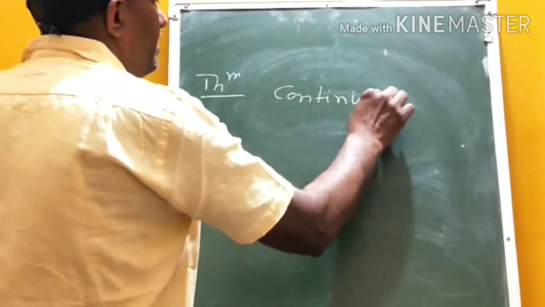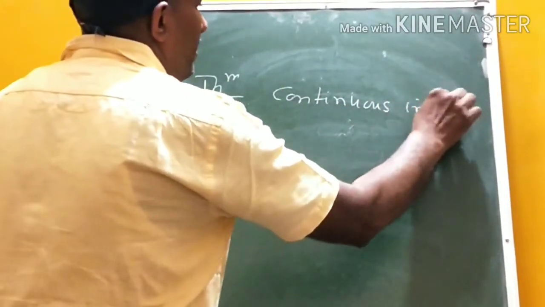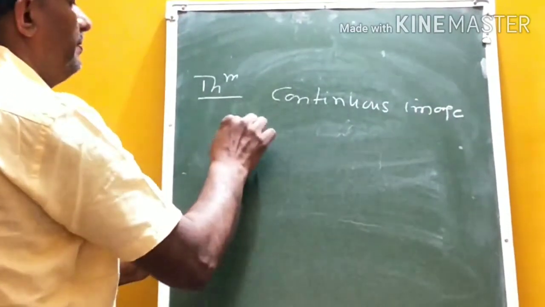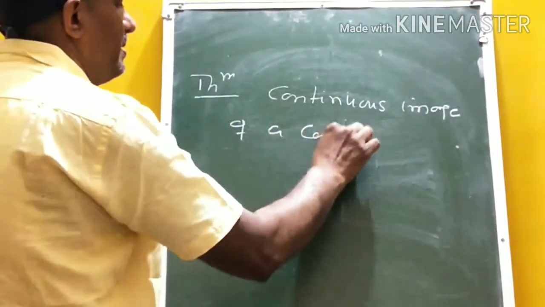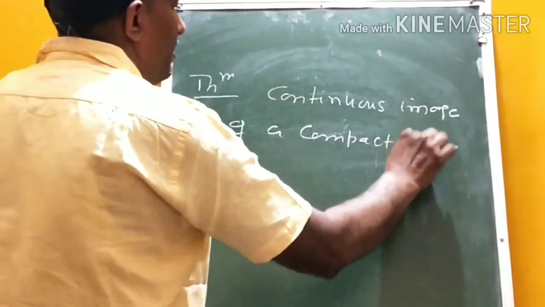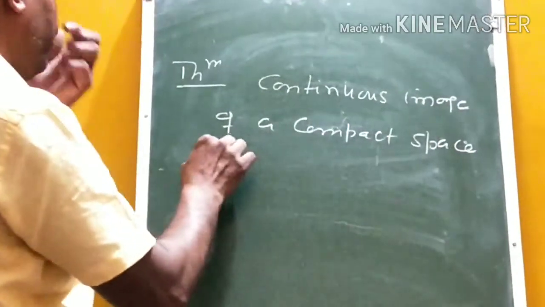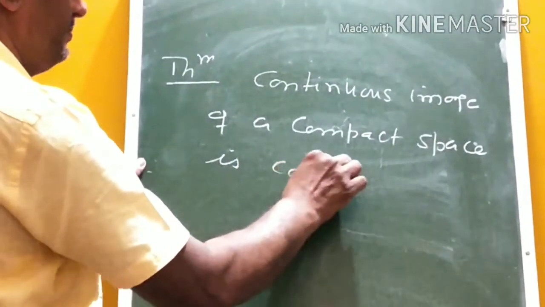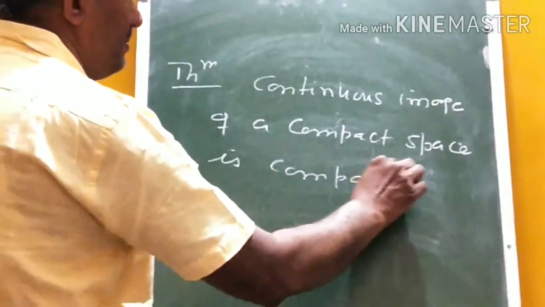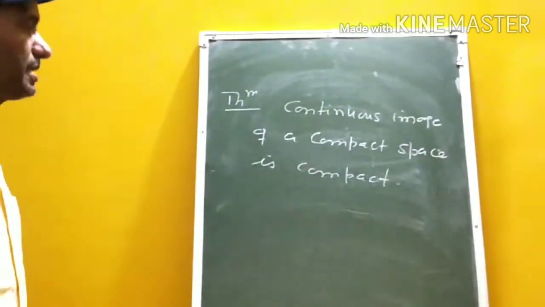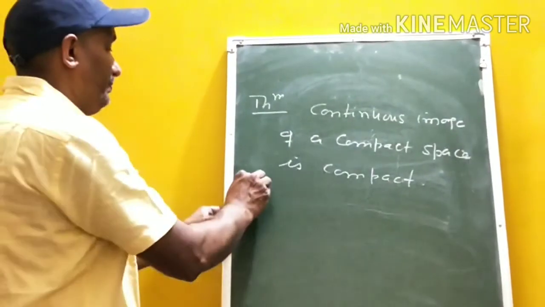Continuous image of a compact space is compact. Continuous image of a compact space is compact. Proof.